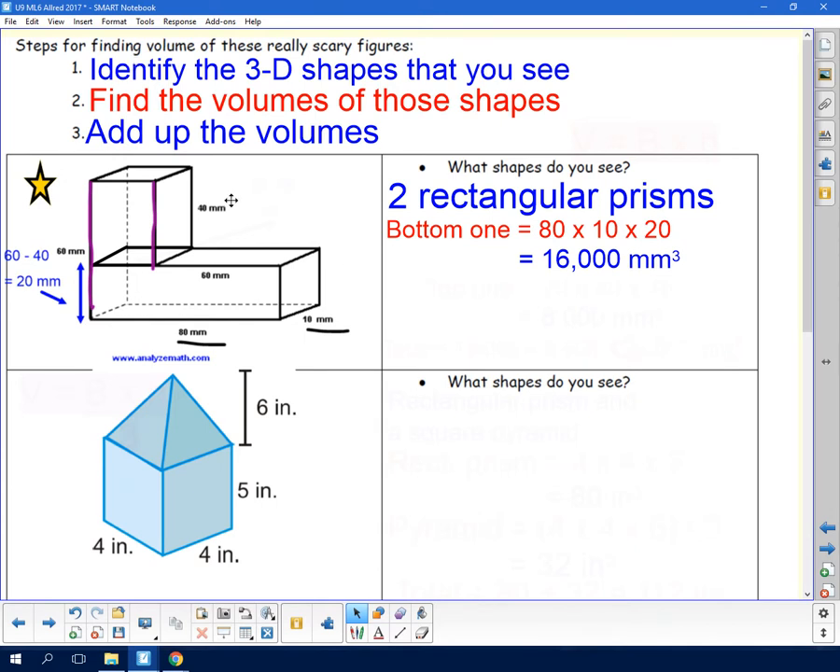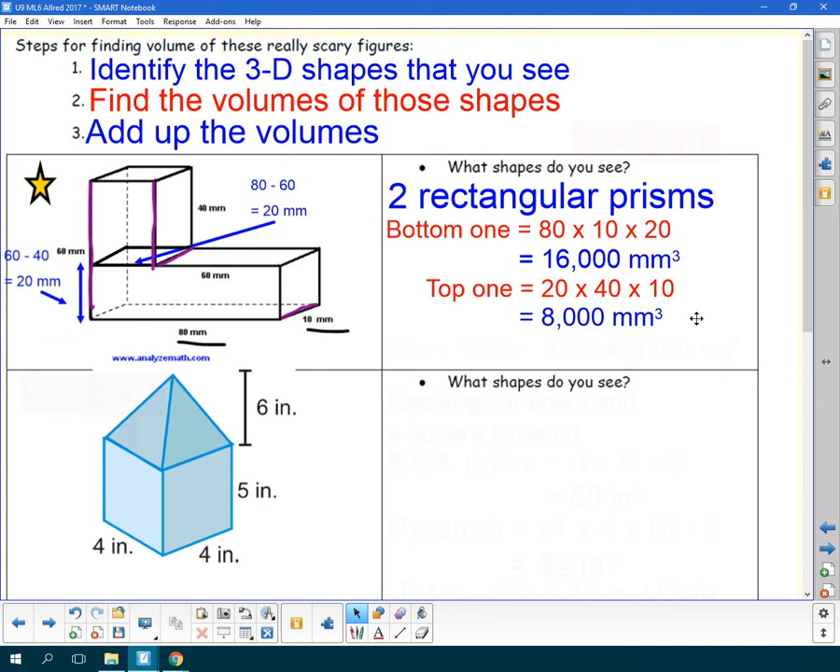On the top, what's important to note is that it is 40 millimeters tall. It is 10 millimeters wide because this 10 millimeters right here is the same as this 10 millimeters right here. But this front distance right here is going to be 20 millimeters because I know it was 80 all the way across the bottom and 60 on just this part of the bottom, like the original shape told you. So now the extra distance right there has to be 20 millimeters. To find the volume of the top one, I did 20 times 40 times 10, and I got 8,000 millimeters cubed for the volume of the top rectangular prism.